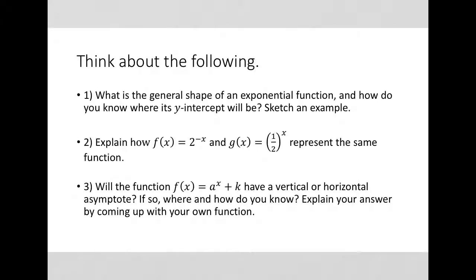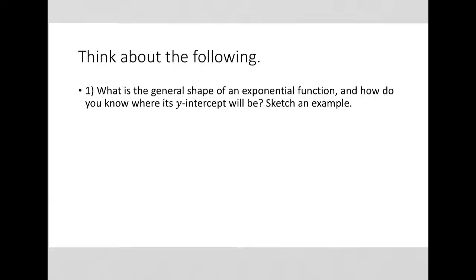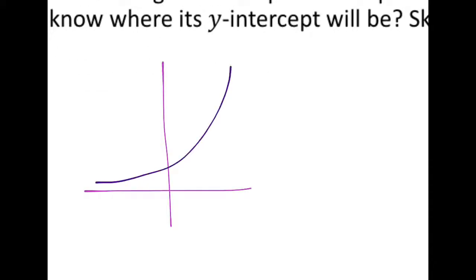So, question number one. What is the general shape of an exponential function? Well, generally speaking, an exponential function is going to look something like this. It's going to start down and to the left and go up and to the right. It's going to keep on increasing forever, and to the left, it's going to get closer and closer and closer to zero, but it's never quite going to touch it.